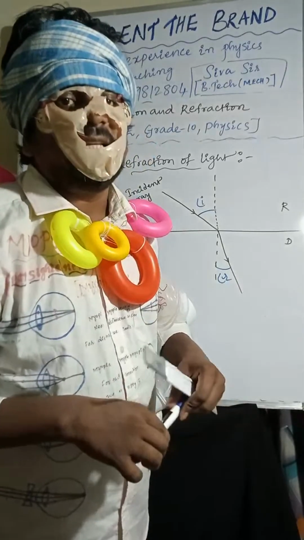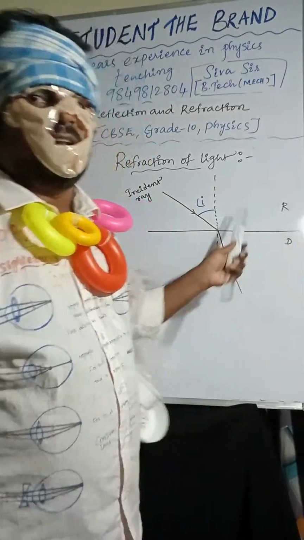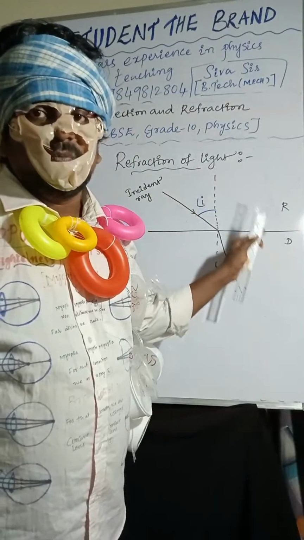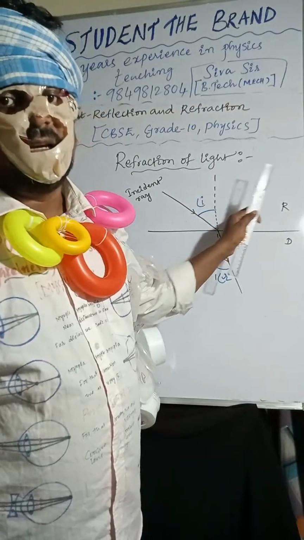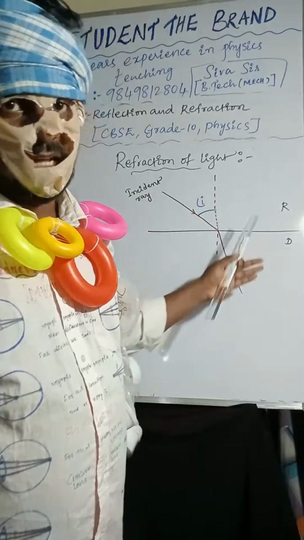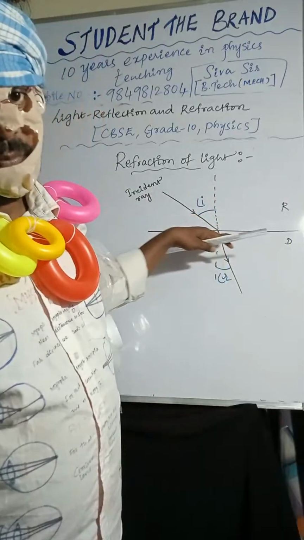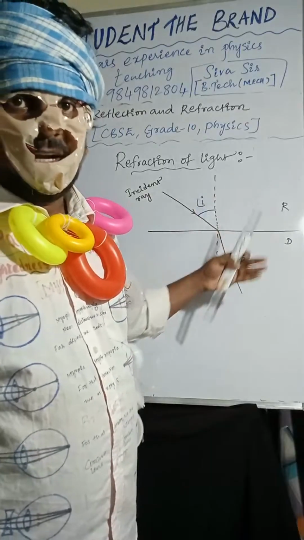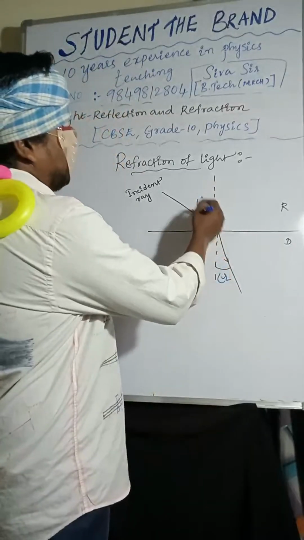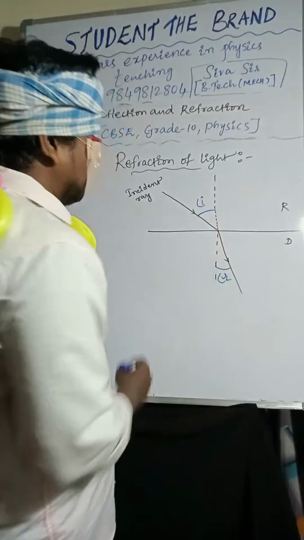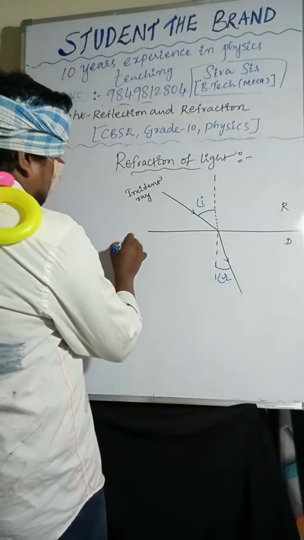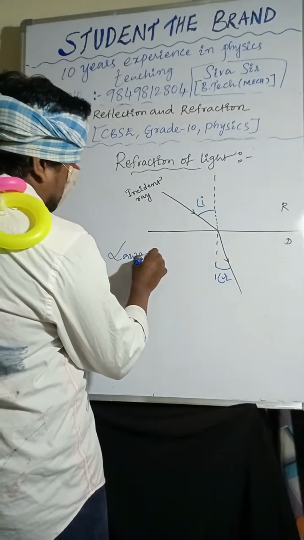When the light ray is moving from one medium to another medium, at the point of interface, the light ray will bend. When moving from rarer to denser, the light ray will bend towards the normal line. The angle between the incident ray and the normal line is called the angle of incidence. The angle between the refracted ray and the normal line is called the angle of refraction.